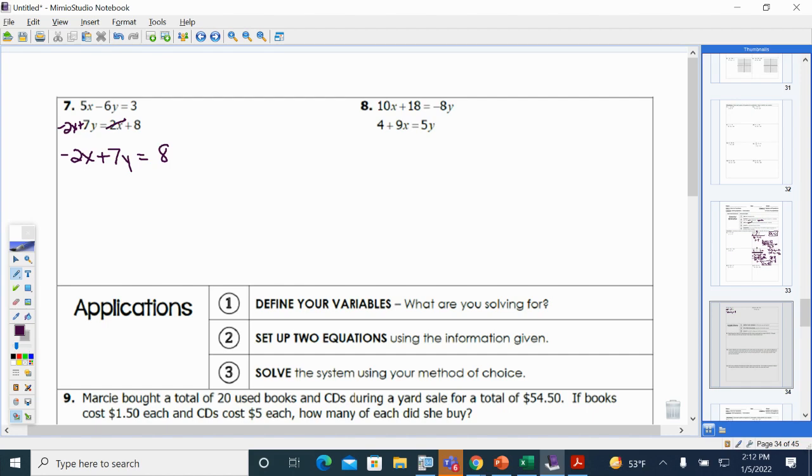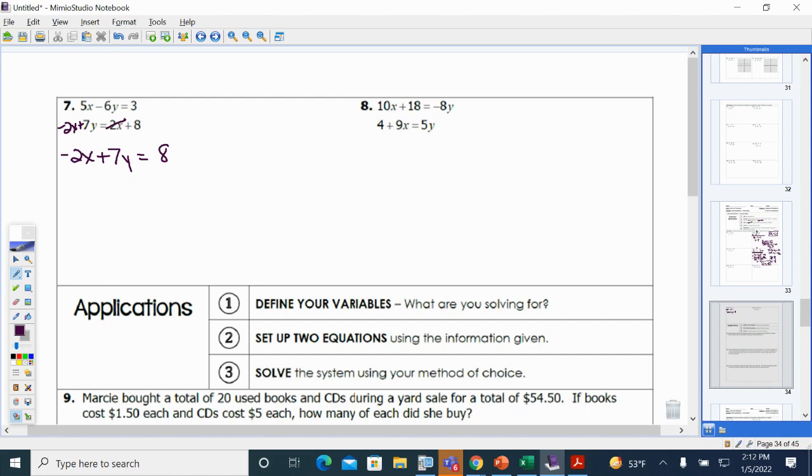Looking at my two equations, trying to decide, do I want to get rid of the x's? Do I want to get rid of the y's? I'm going to choose the x's in this situation just because my numbers will be smaller. So you're looking at the 5 and the negative 2. What can I multiply by so that those x's will have opposite coefficients? Well, luckily one's positive and one's already negative, so that's taken care of.